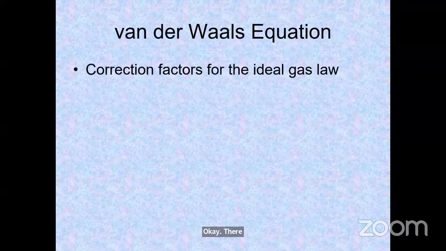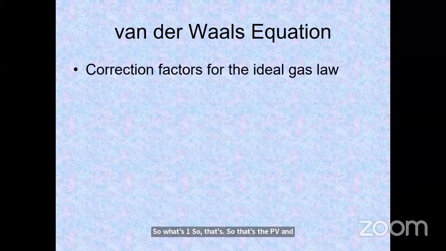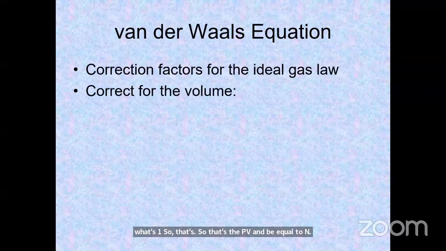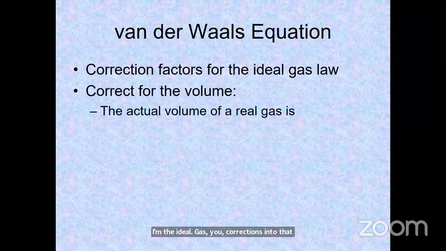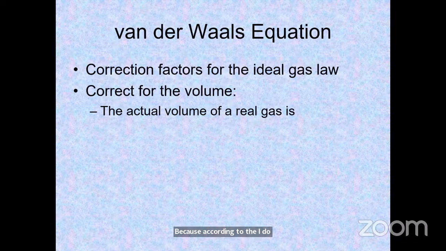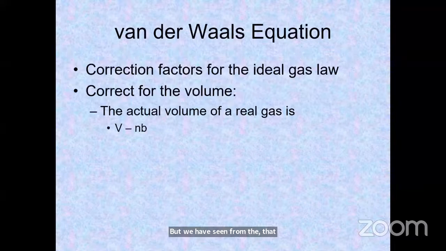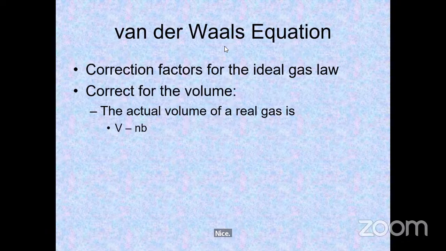So what Van der Waals did was to bring up correction factors so that the PV = nRT, that is the ideal gas equation, he imputes some corrections into that equation. We corrected for the volume of the gas, because according to the ideal gas equation, the gas does not have its own volume. It takes up the volume of the container. But we have seen from the real situation that those gases actually have volume. So he made a correction for that, and that correction is termed V minus nb.